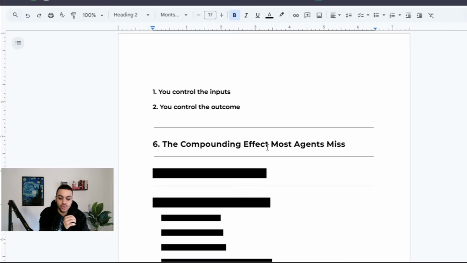Okay, the sixth thing is the compounding effect most agents miss. You build your pipeline, and in 6, 9, or 12 months you're going to have all of these people in your pipeline, warm leads that you're following up with every month. Each month you're getting calls from homeowners who want to list with you, seemingly out of nowhere, because you were following up, building your own pipeline, and giving them value specific to them, because you know their situation. You're noting down every single situation they have, so you have the most effect on them.